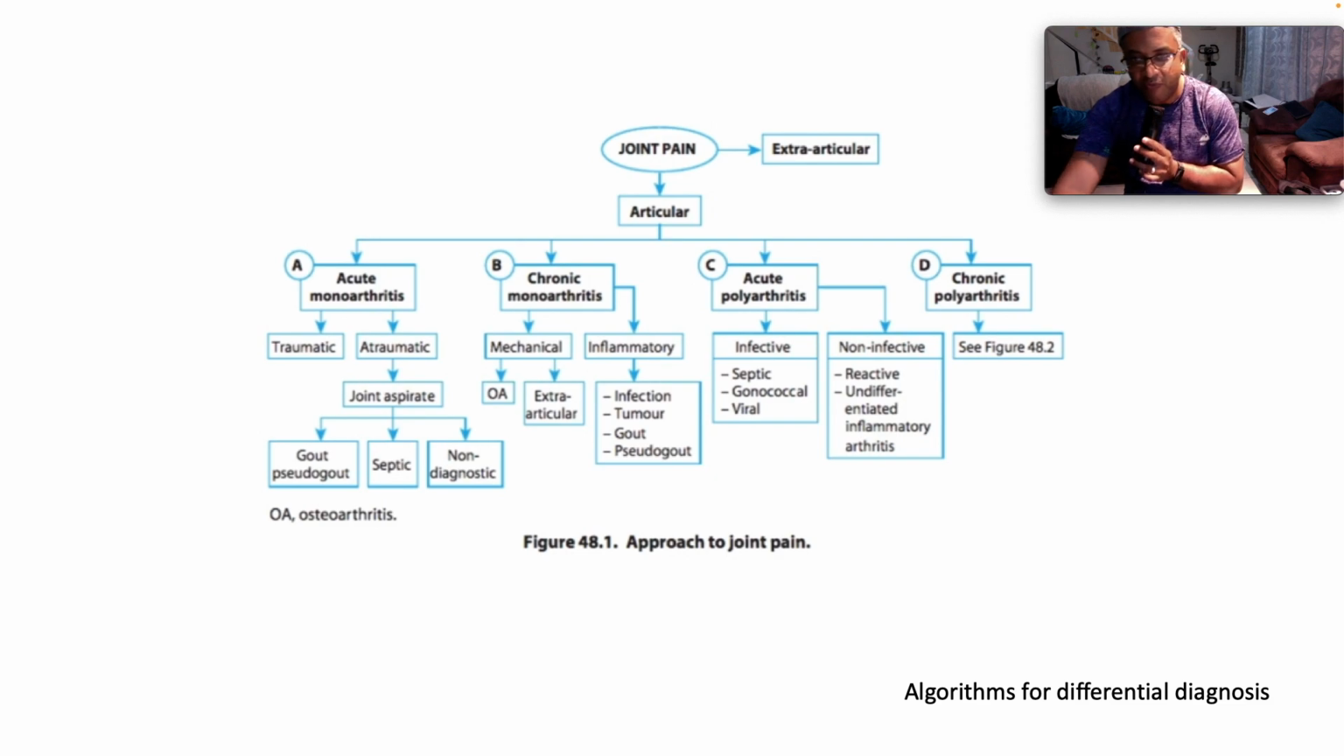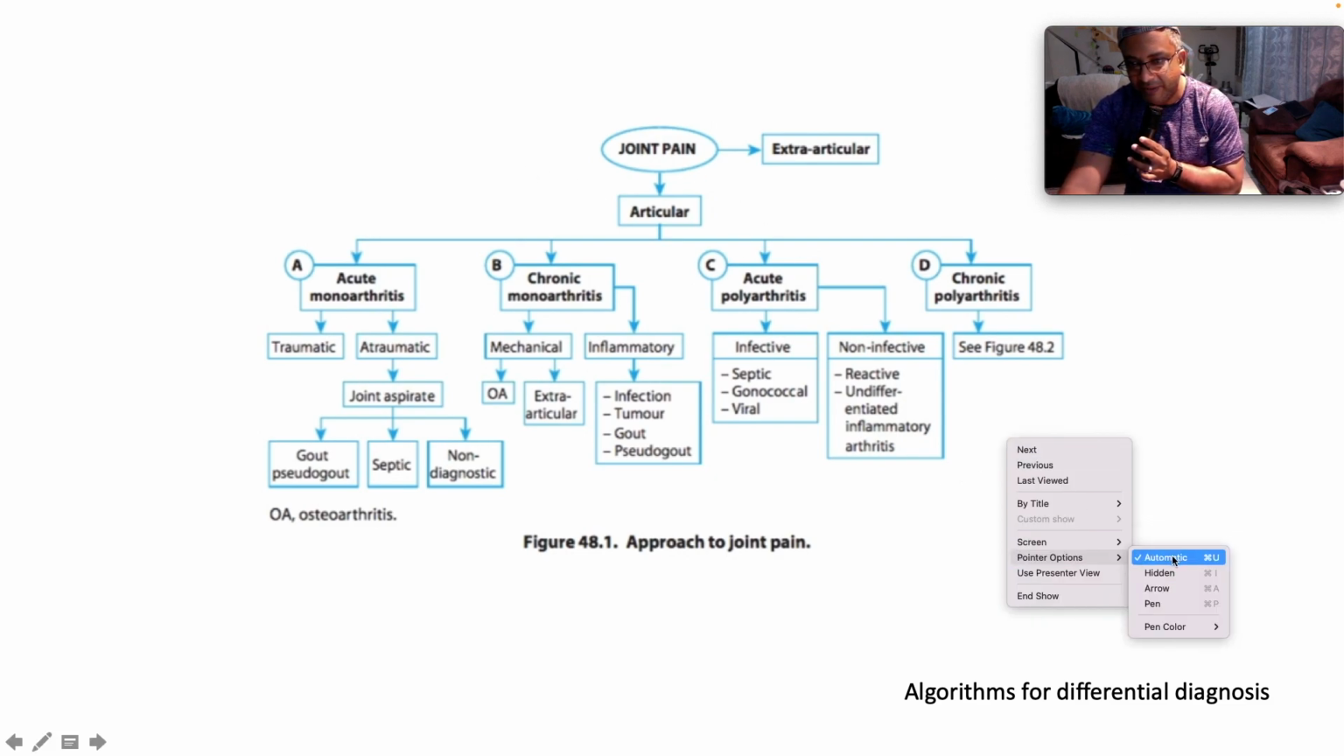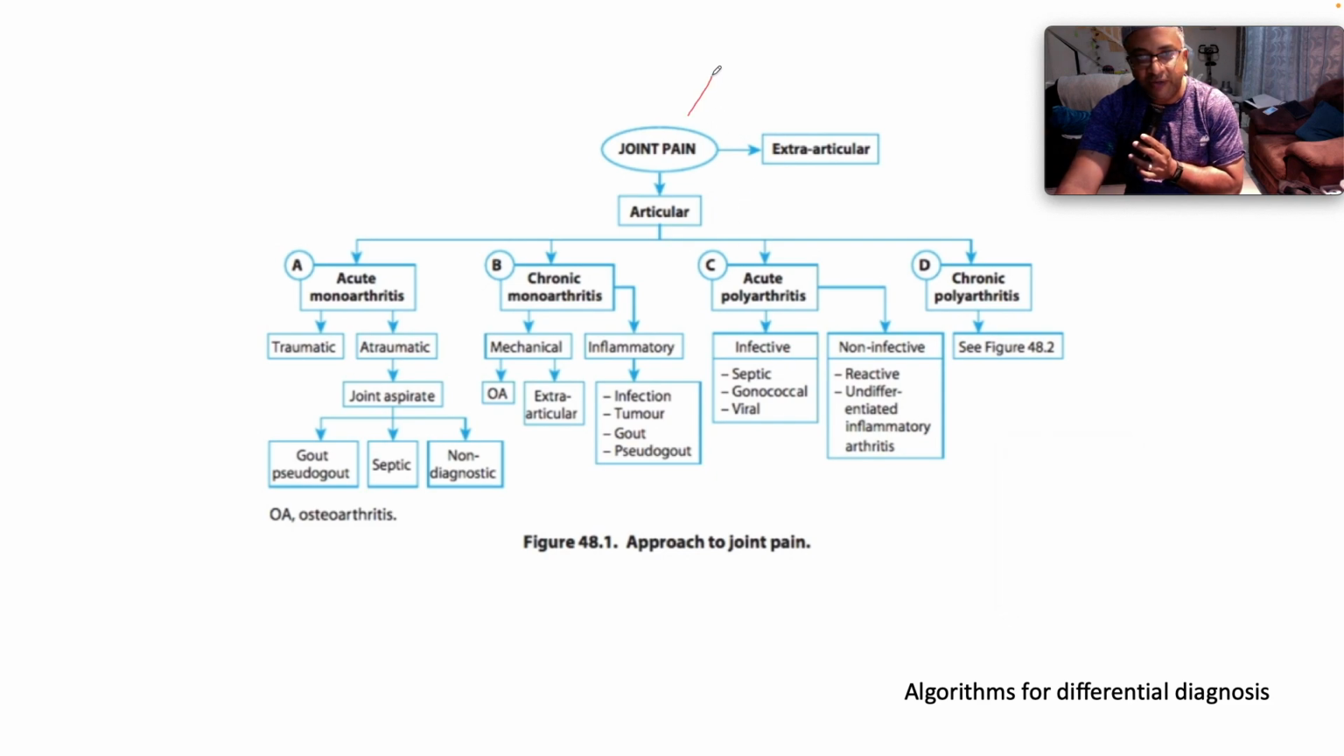You've got a clinical problem of joint pain. Let me just get my marker in there. So joint pain, right, can be extra-articular or intra-articular. Now, intra-articular, we cut it 4 ways, right? Acute monoarthritis, chronic monoarthritis, acute polyarthritis, and chronic polyarthritis. So acute monoarthritis involves just one joint.